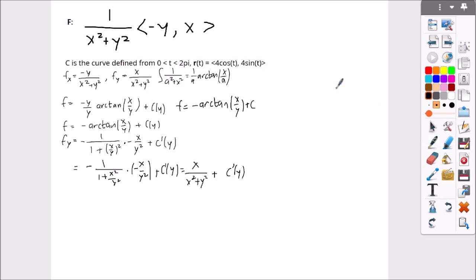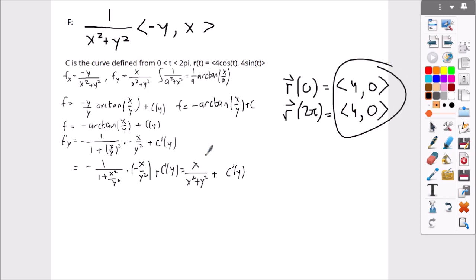So what does that mean? That means that we have to figure out where the curve starts and where the curve ends. How do we figure out where the curve starts or ends? By using this position function right here, r of t. So r of 0 is what? R of 0 is 4 cosine 0, 4, and 4 sine 0, 0. What is r of 2 pi? R of 2 pi is 4 cosine 2 pi is 4, and 4 sine 2 pi is 0. It's the exact same point.